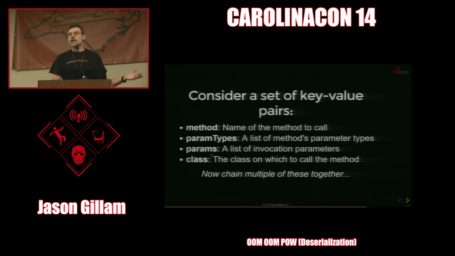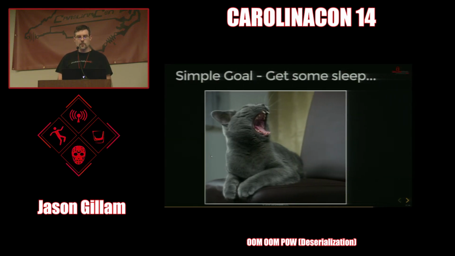The class would be the name of the class. All of these are by name. It's string key value pairs is what I'm talking about. That is what makes up our gadget chain. And we can chain multiple of those together, with some clever logic on the back end, which is what we find inside those vulnerable libraries, to actually do stuff, to make it execute just about anything.